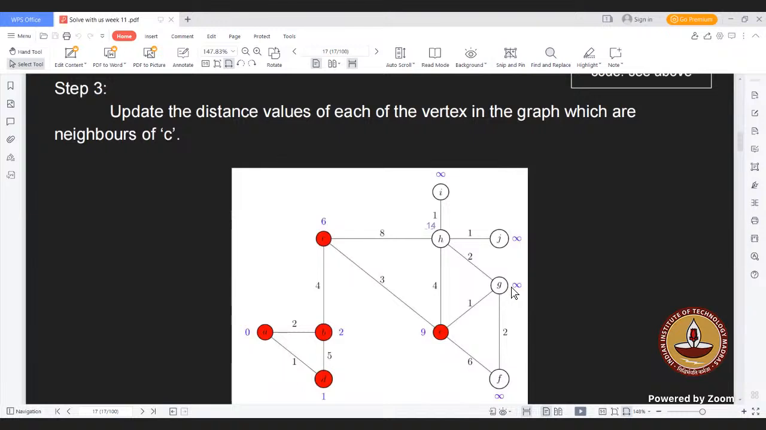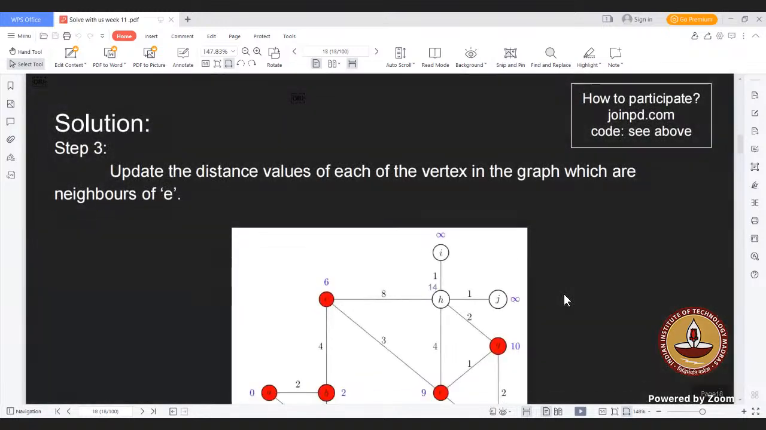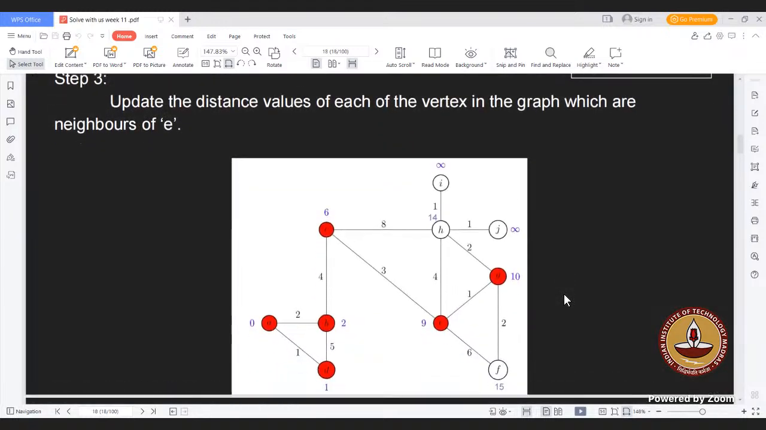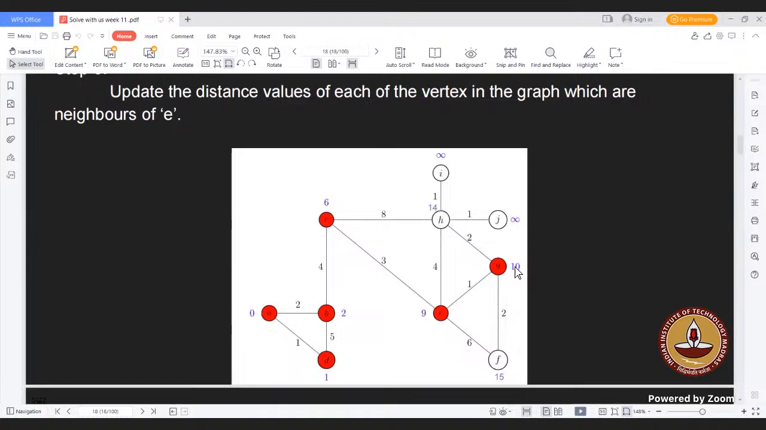And what will be the value of G? G will be 10. So first we changed G to 10, since we are traveling to the minimum weight. So we are going to G, which is 10 here.